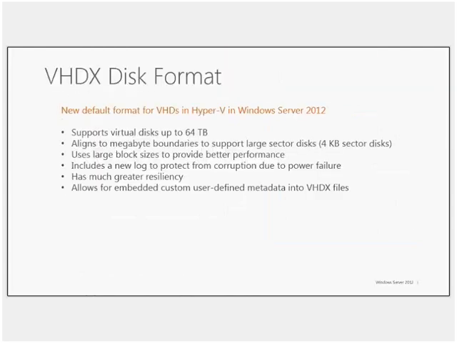Let's talk about VHDX, because that's huge as well. Big in the technology edition family of Windows Server 2012. The new default format for VHDs in Hyper-V 3.0, so up to 64 terabytes. That's what gives us our support for virtual disks up to 64 TB, the VHDX. You can set up basic VHDs, but if you really want to go big, you can go with the VHDX at 64 TB.